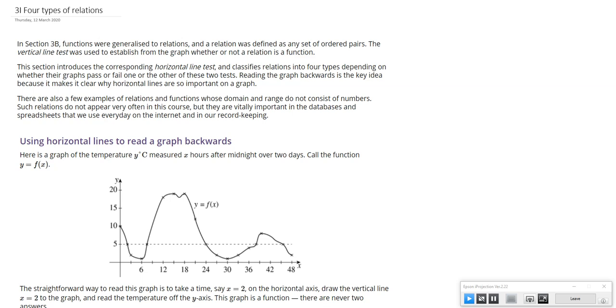Okay, so 4 types of relations. So we are moving on, obviously. We're up to 3i, 4 types of relations. If you recall back at the start when we were doing 3b, we looked a little bit at the relations. Namely, I think it was just what functions were, and that a relation was any ordered pair.